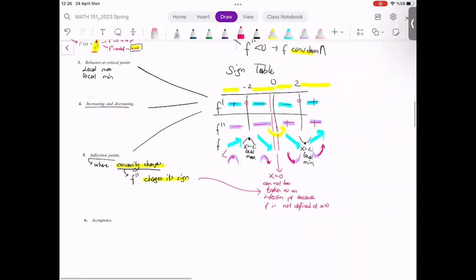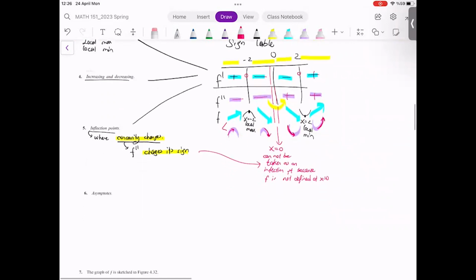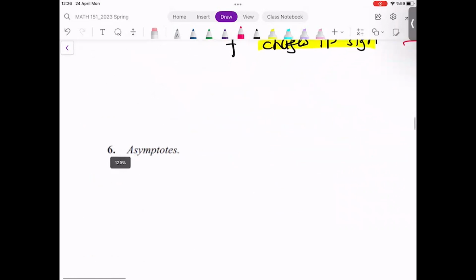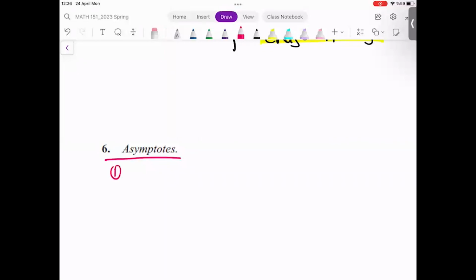So all those three parts, behavior at the critical points, increasing, decreasing intervals, concavity, and inflection points, are covered in this table. Now, asymptotes. This is another important part of curve sketching. We covered three different asymptote types, right? First, horizontal. How do we detect horizontal asymptote? We look at the limit of your function as x goes to plus or minus infinity.